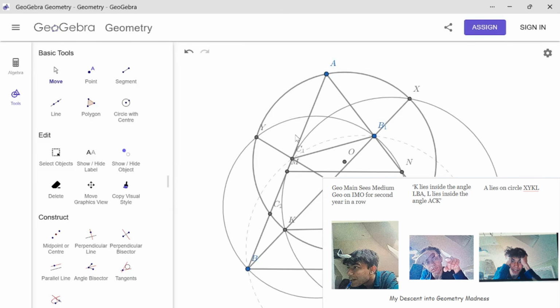Yeah, let's focus on these points X and Y. Hmm. It looks like B1Y equals B1L. But it doesn't look like C1K equals C1X, so it's probably not true. Oh, okay.